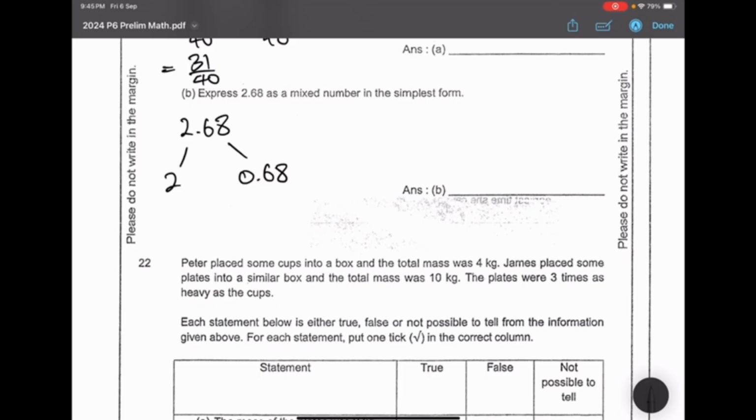Now, what I can do is to change this into 68 over 100. Now, I want to simplify this. What I can do is to divide the top by 4 and the bottom by 4. This will give me 17 over 25, and this is what 0.68 equates to in fractions. Now, we want to bring the two parts together once again. Therefore, the answer is 2 whole 17 over 25.